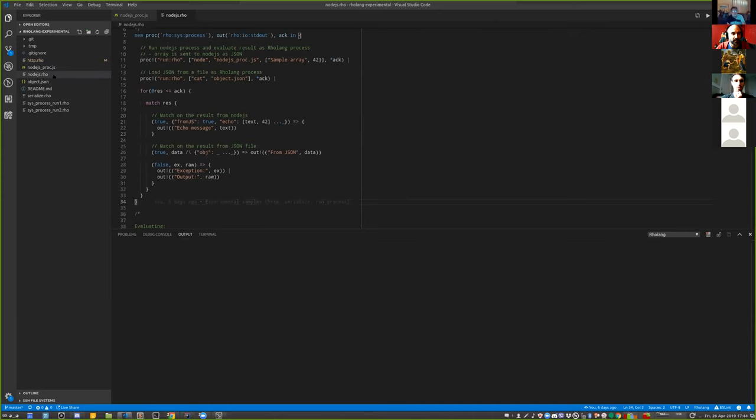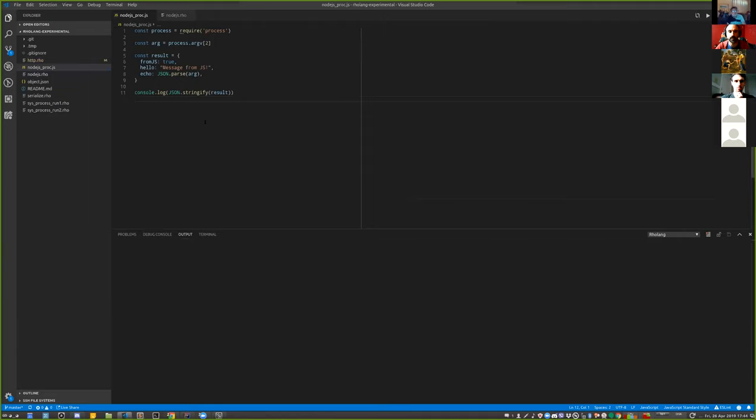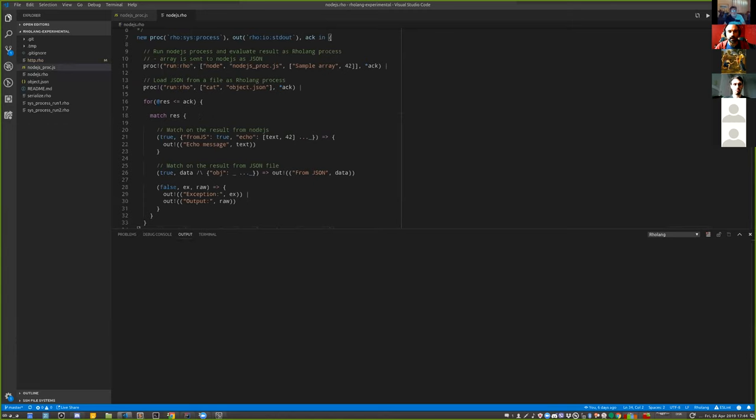Here is my file. This is a Node.js file which returns a JSON result, which means it will return this JSON object. So in my Rolik file, I will execute this Node.js program, and I will send this array to it. And I will receive a result on the acknowledgement channel. What I'm doing here is directly matching on this JSON object. So now I have a map inside Rolik. JSON is converted to a map, and I can match on the result directly. This is Rolik code. So I have a way to directly call Node.js and get data from Node.js.